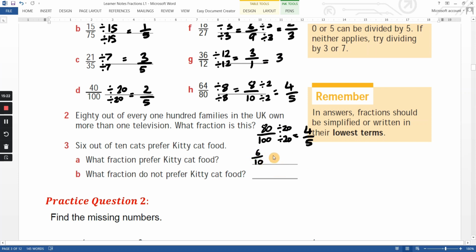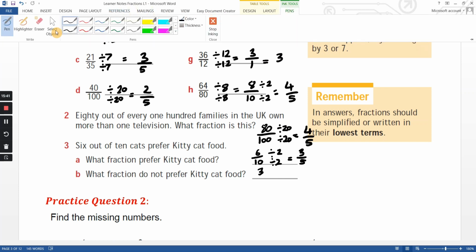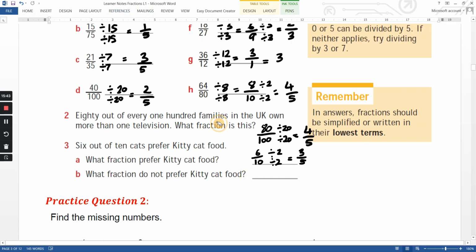Again, you can leave your answer like that, but if you simplified it, let's divide both of these by 2. We get 3/5. And what fraction do not prefer Kit Kat food? Well, if 3/5 prefer Kit Kat food, then let's take away that from 1. Well, it's going to be the rest, isn't it? That's going to be 2/5, or 4 out of 10 initially, which simplifies to 2/5. So either 4/10 as your answer or 2/5 if you simplified it.